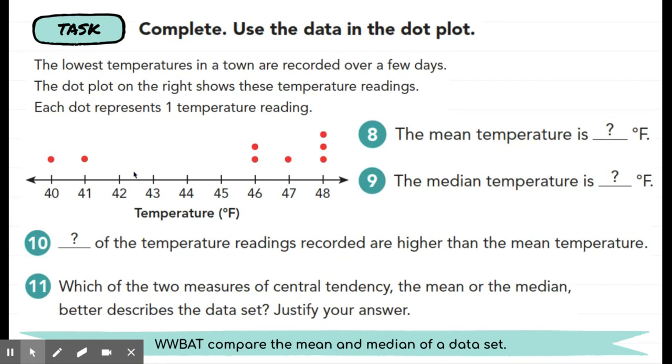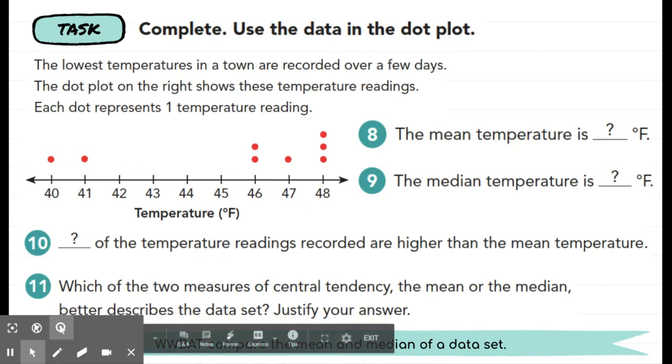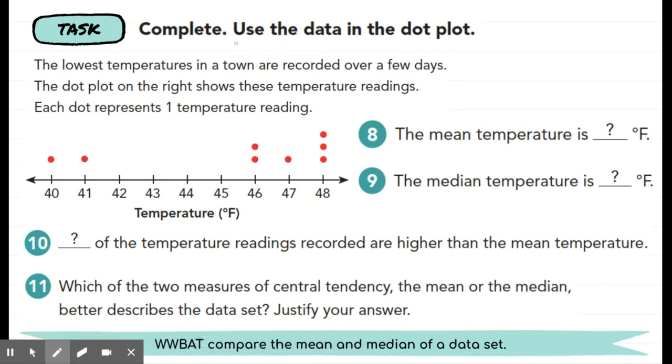So let's look at our task. Let's understand first what the data set means. This dot plot shows the temperature readings, the lowest temperatures recorded over a few days, and each dot represents one reading. So there is one reading where the temperature is 40 degrees, one that is 41. There are 2 times that the temperature is 46, 1 time at 47, and 3 times at 48.